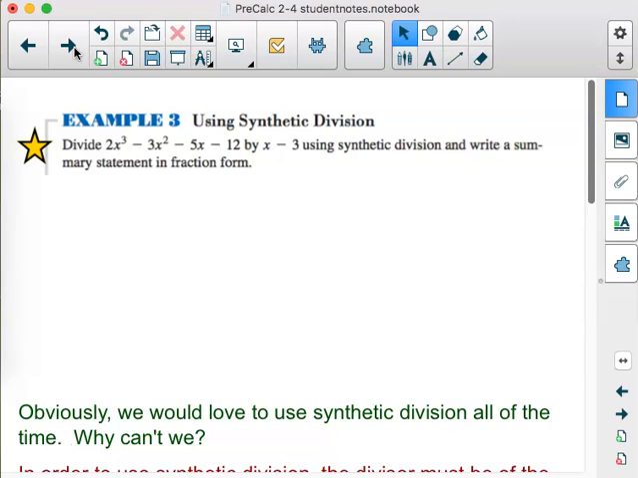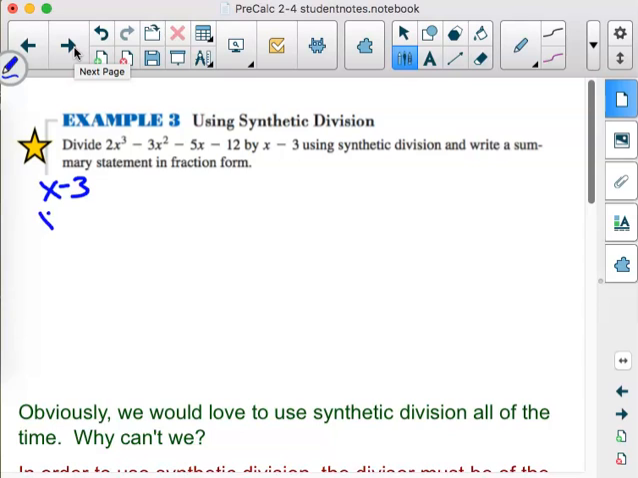So it says, let's go ahead and do this division using synthetic division and then write a summary statement in fraction form. You know, what did we get? So there's my divisor, x minus 3. And I realize if it's x minus k or x minus h, it doesn't make any difference what the variable is. What matters is I only want the 3 because that's what I want to do the division with.